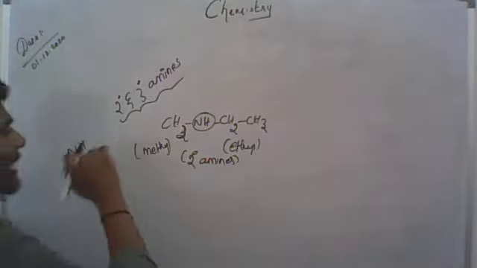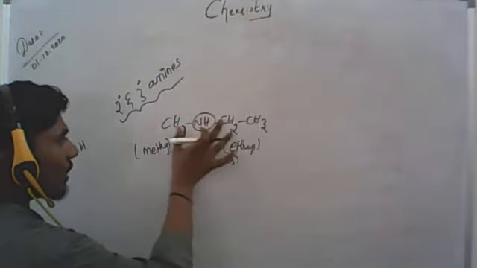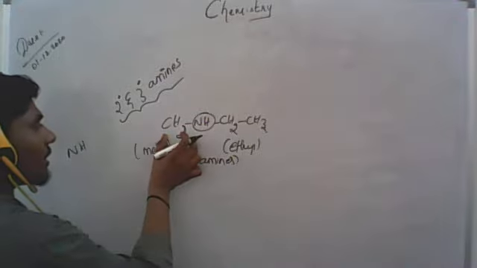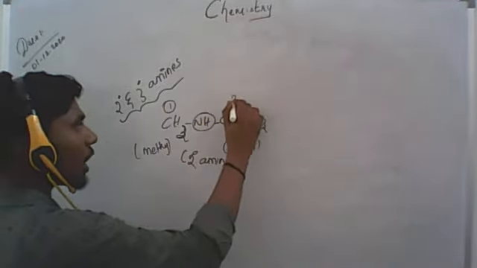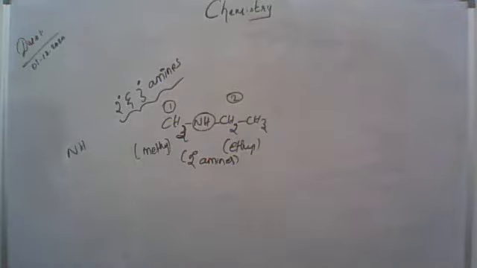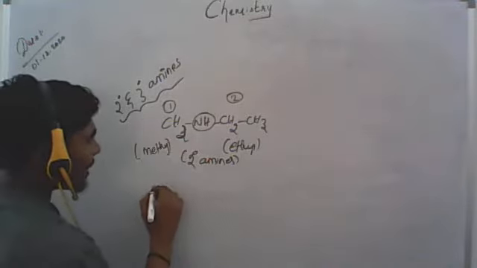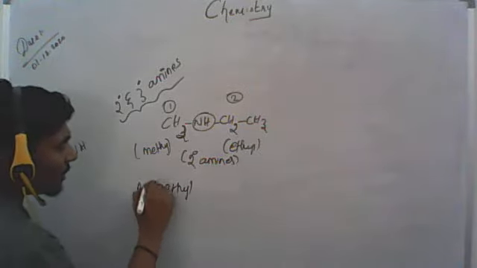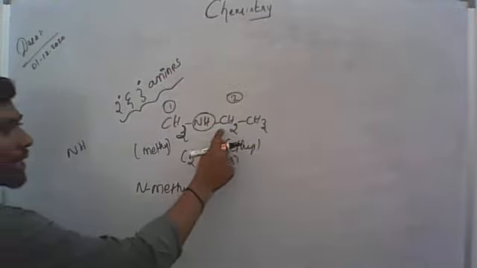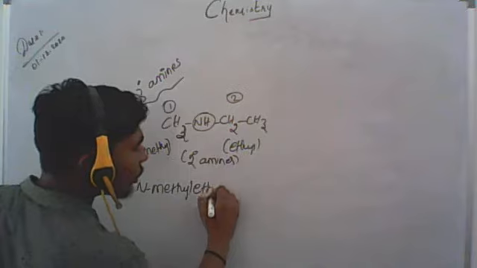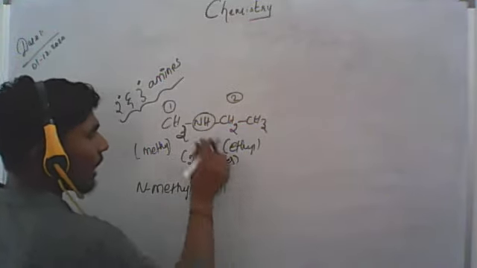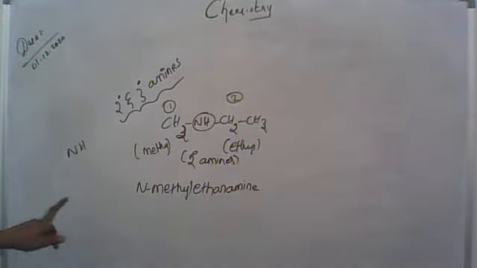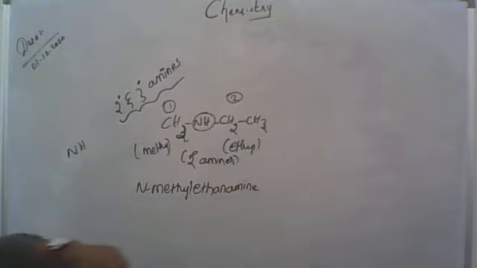Now, when a secondary amine is present, look at both sides of the nitrogen and count the number of carbons. On this side only one carbon and on this side there are two carbons. If one carbon is present, directly take it as a methyl: N-methyl. Then the two-carbon side is the alkane, ethanamine. So N-methylethanamine is the IUPAC name for this compound.